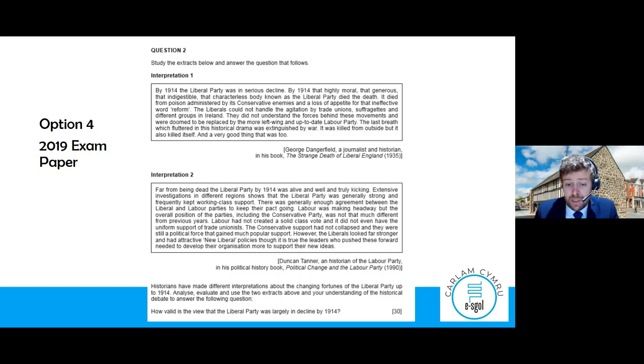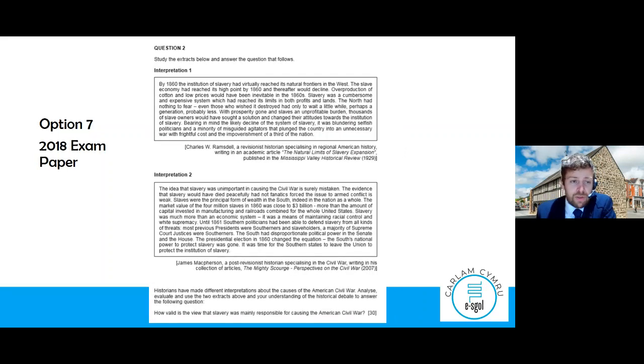Historians have made different interpretations about the changing fortunes of blank, in this case, the Liberal Party up to 1914. Analyse and evaluate and use the two extracts above and your understanding of historical debate to answer the following question. How valid is the view that blank, and in this case that blank is the Liberal Party was largely in decline by 1914? Same thing here.